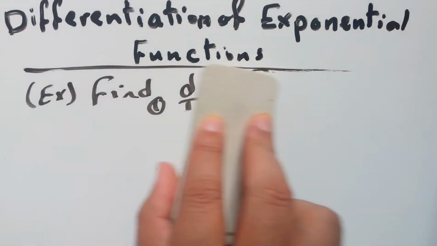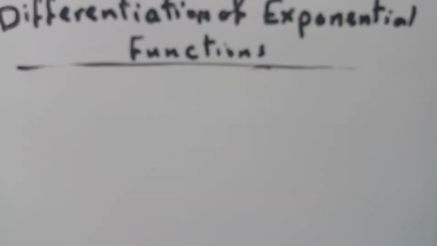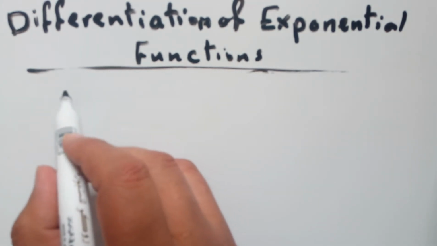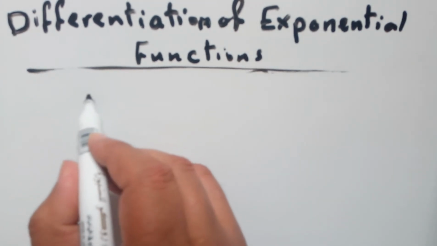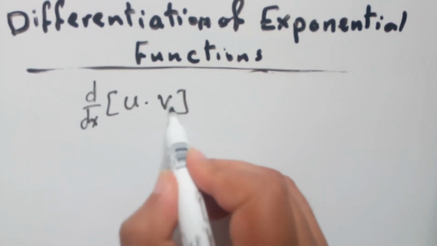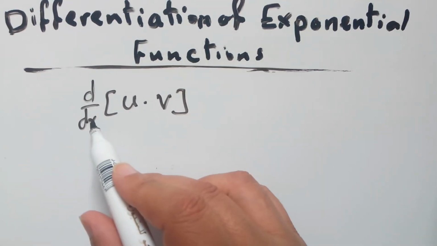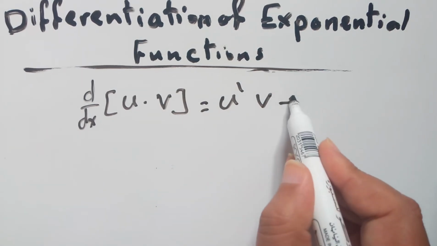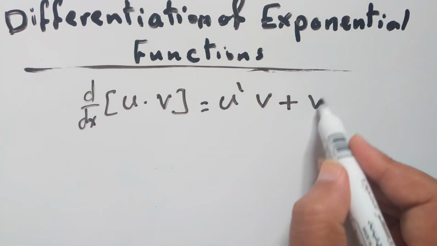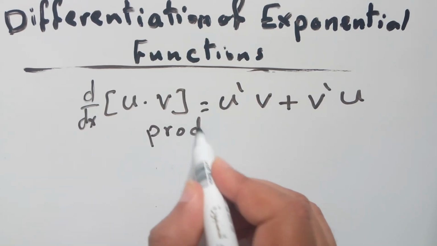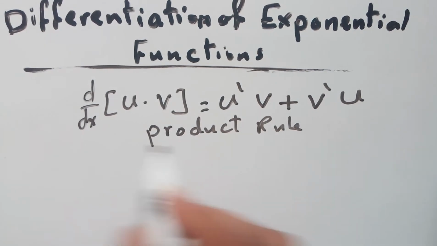And you can apply this rule by using the product rule or the quotient rule. I think you remember d dx for the product of two functions u multiplied by v. U and v are two functions in x. It will be the derivative for the first, u prime multiplied by v, then add the derivative for the second, v prime multiplied by u. This is what? This is a product rule. This is number 1.